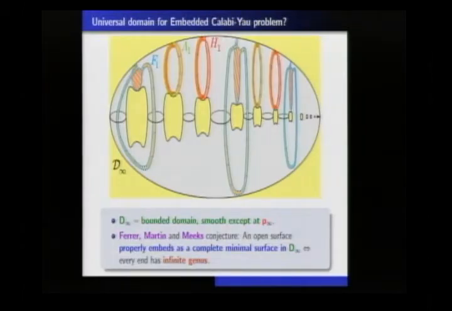So let me give you these problems. These problems hopefully will be solved, I would hope, in 10 years.